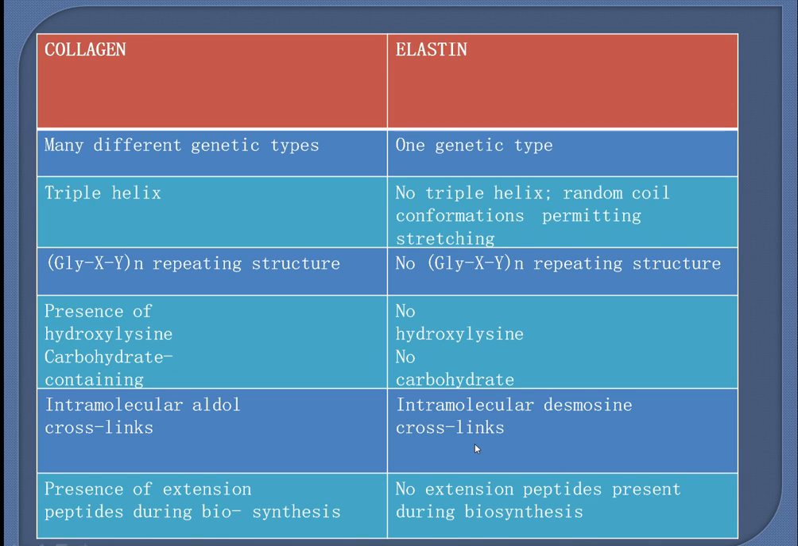Collagen has a glycine-X-Y repeating structure, but there is no repeating structure in elastin. Hydroxylysine and carbohydrate are present in collagen, but there is no hydroxylysine or carbohydrate in elastin. There are aldol crosslinks in collagen, while desmosine crosslinks are there in elastin. Extension peptides during biosynthesis we have seen in collagen, but there are no extension peptides present during biosynthesis of elastin.